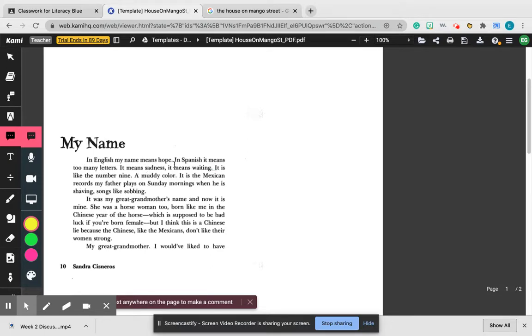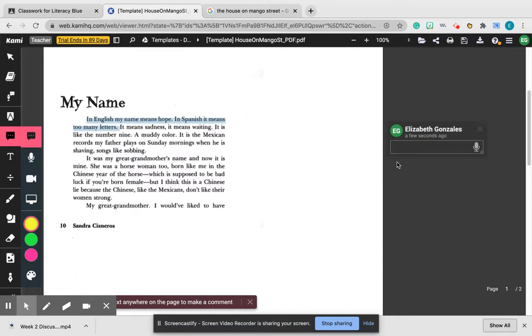"In English, my name means hope. In Spanish, it means too many letters." All right, I want us to highlight this because this shows us, see how it comes up with the comment box, that she has a complicated relationship with her cultures, right? So we can identify cultures, like traditions, background that you come from. And so she has some complicated, she's not really sure. We get that right away, right?